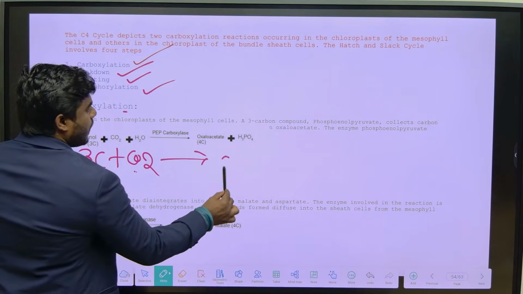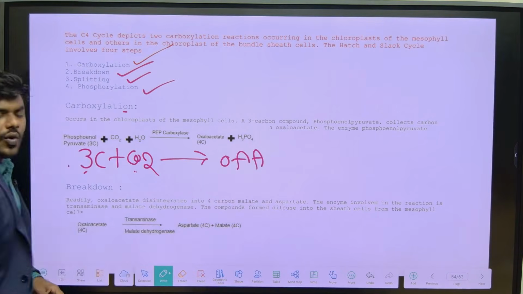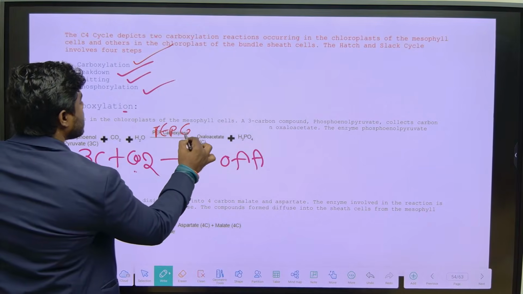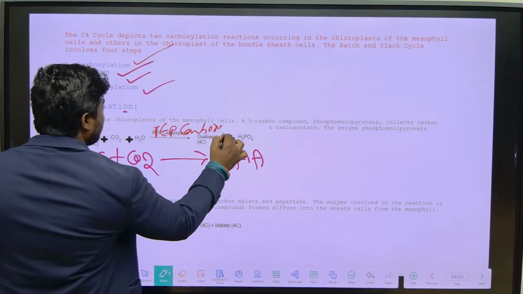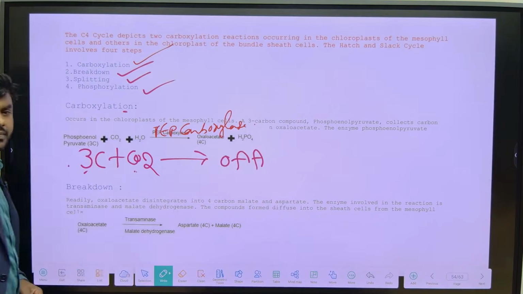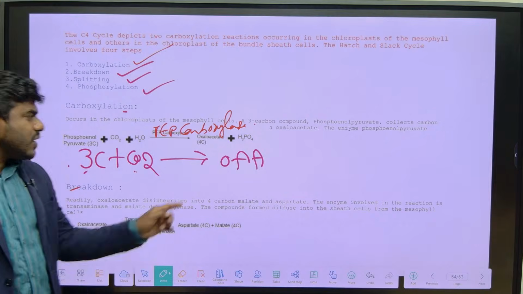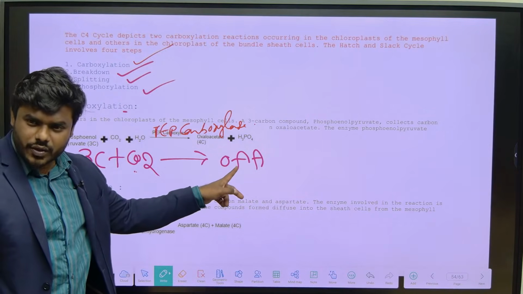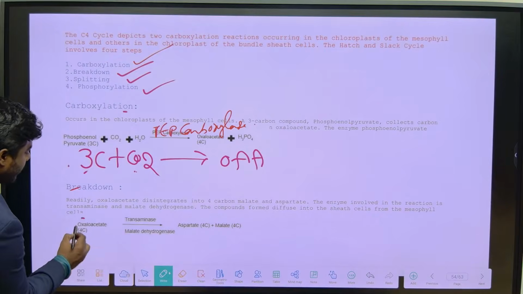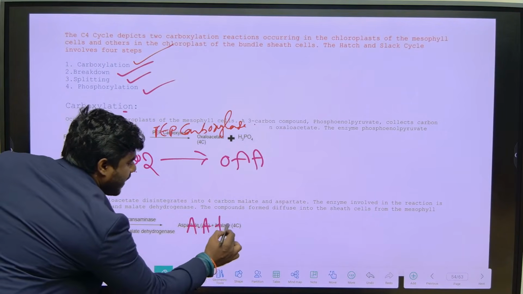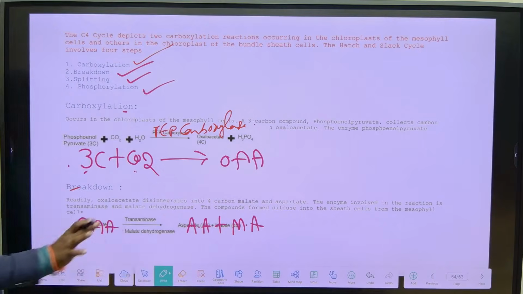What do we got now? Oxaloacetic acid. What's the enzyme that catalyzed this reaction? PEP carboxylase. Since it is a carboxylase enzyme involved in the carboxylation reaction. Right. Next, breakdown. Why do we have to break down? Since oxaloacetic acid cannot enter into the bundle sheath, I am converting oxaloacetic acid into either aspartic acid or malic acid. Right.